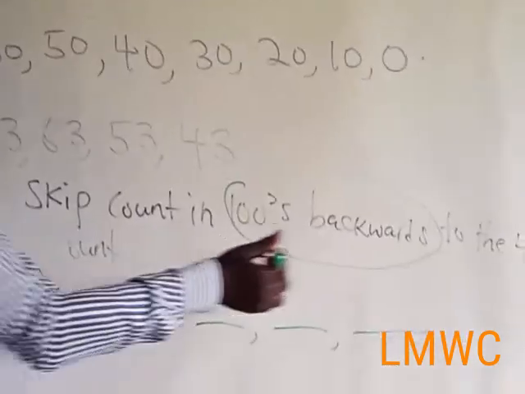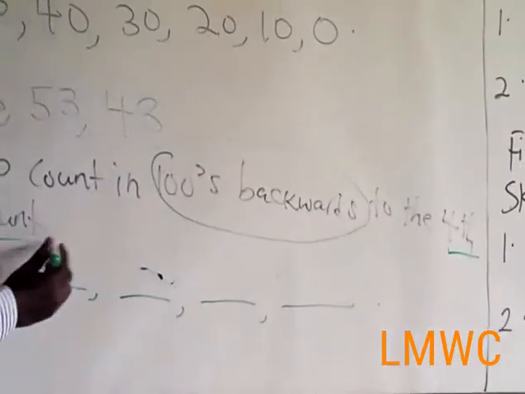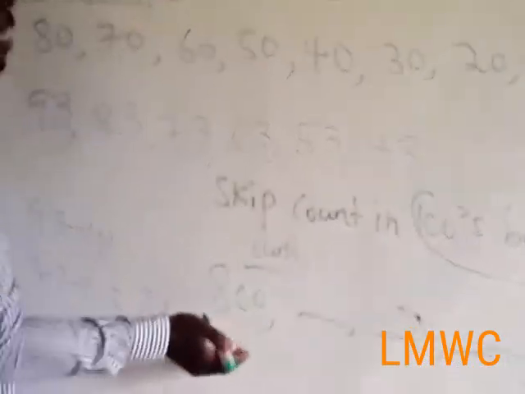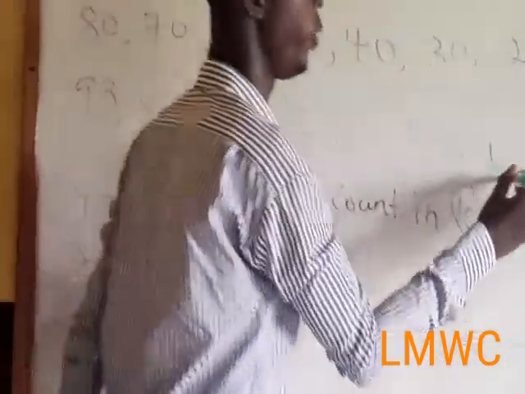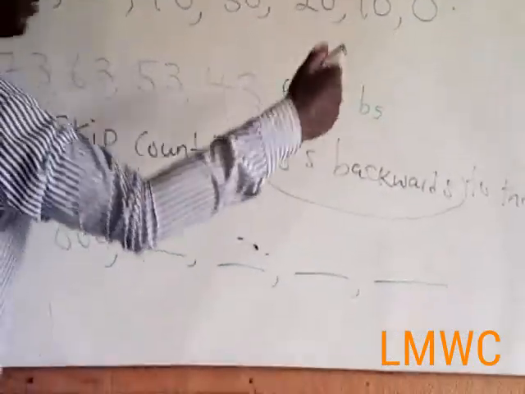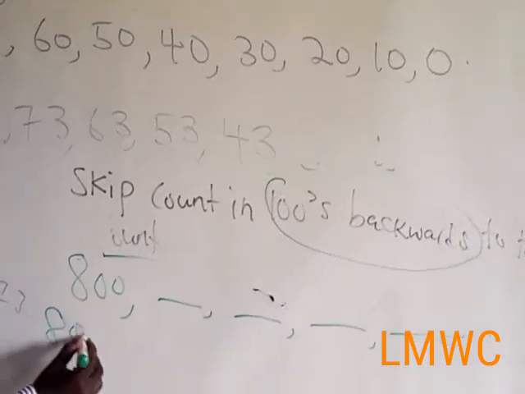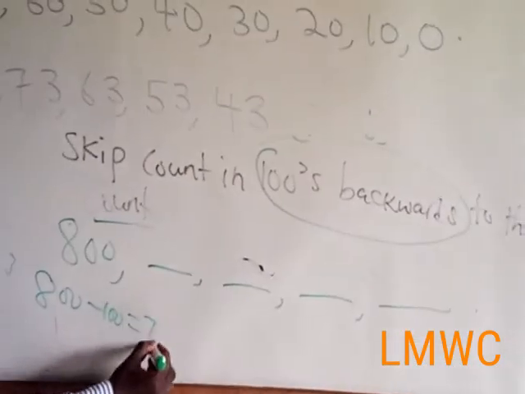And take note of the type of count if you are being asked. So hundreds backward, this means we are subtracting 100. Once they say 50s backward, this means you subtract 50. The same interval, but now they say hundreds backward. So 800 minus 100, we all know is what? 700.